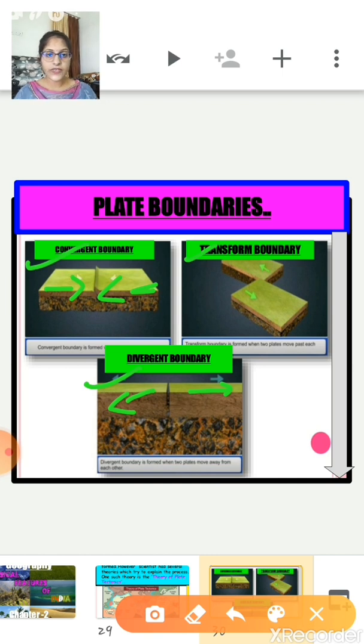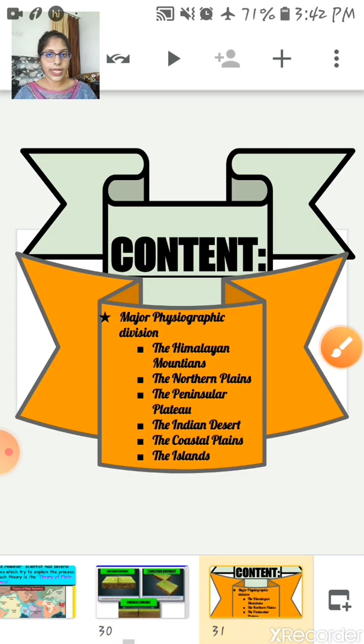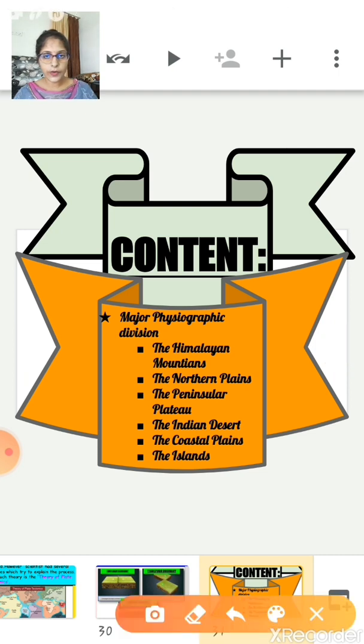Next one is the transform boundary. When two plates rub each other horizontally, this movement is called the transform boundary. Clear? Okay, let's see the topic which we will cover in this video.